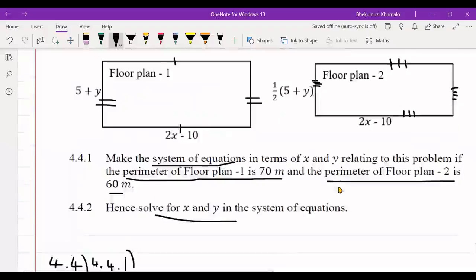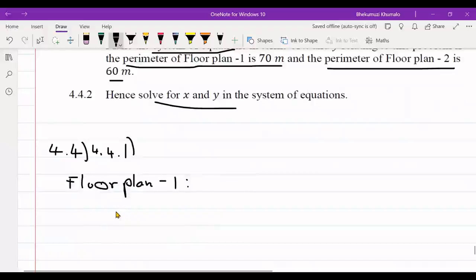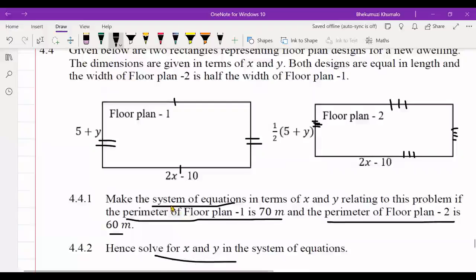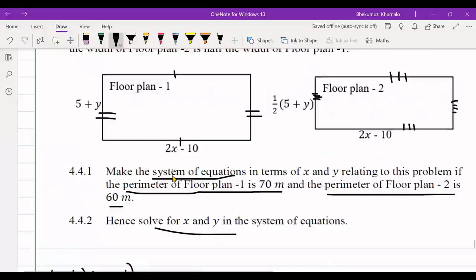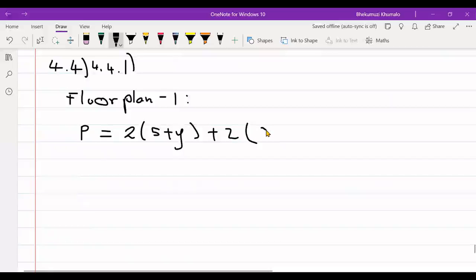So we can first say for floor plan 1, what do we see? For the perimeter, so the perimeter is equal to what? It's actually equal to all the sides, right? But the two sides are the same. So two sides, so I say 2 times, and this is 5 plus y, plus 2 times 2x minus 10.